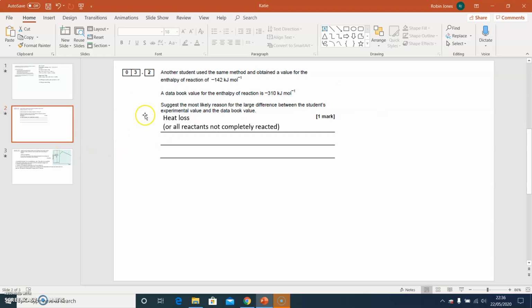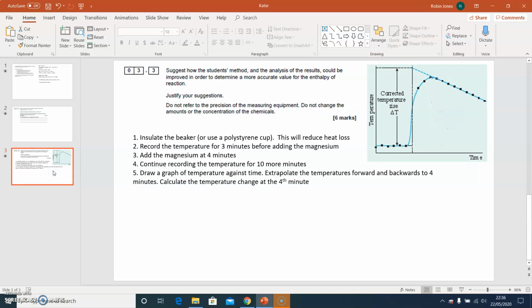I've chosen it. So why might the experimental value be different from a data book value? Sometimes you've got heat loss going on, so you should really insulate the beaker or put a lid on there. Or sometimes not all of the magnesium may have reacted, but your best answer, your easiest answer, is heat loss.